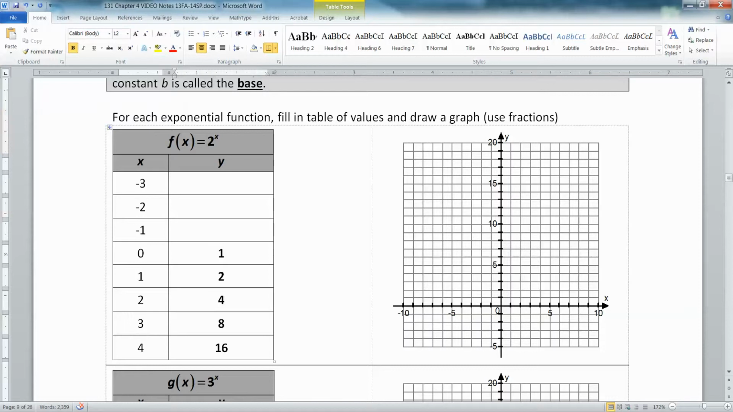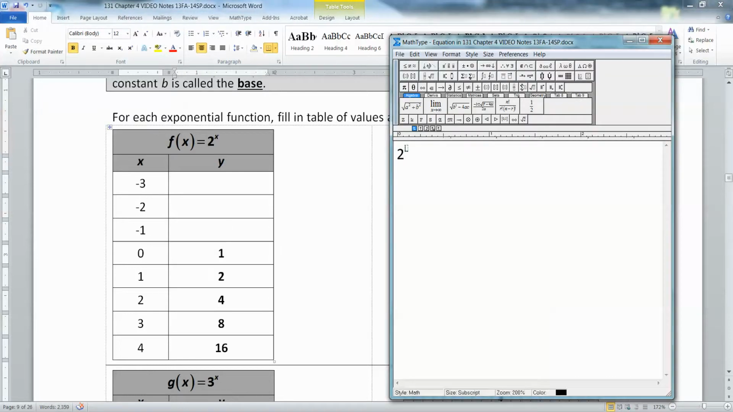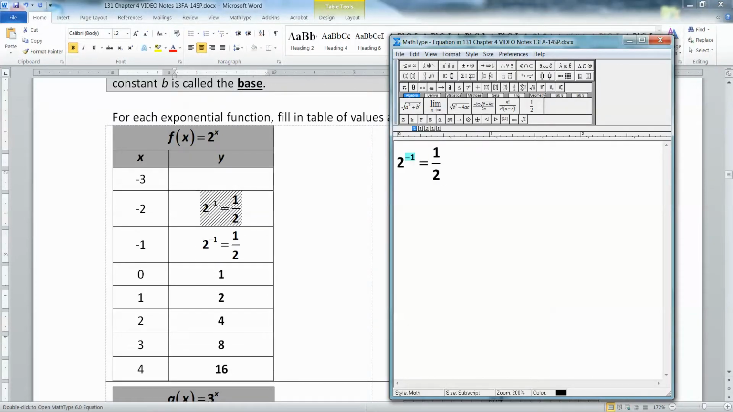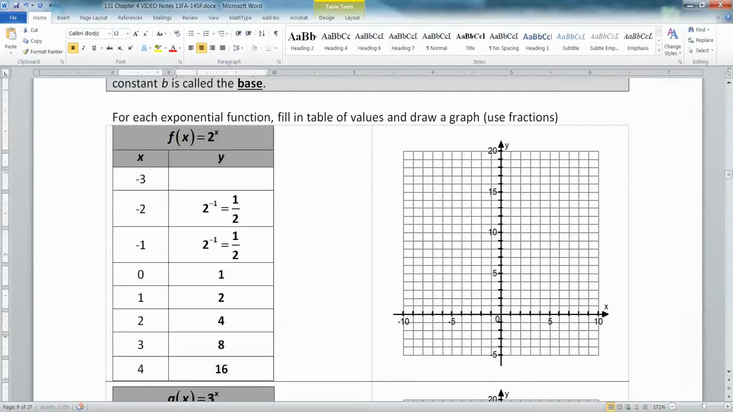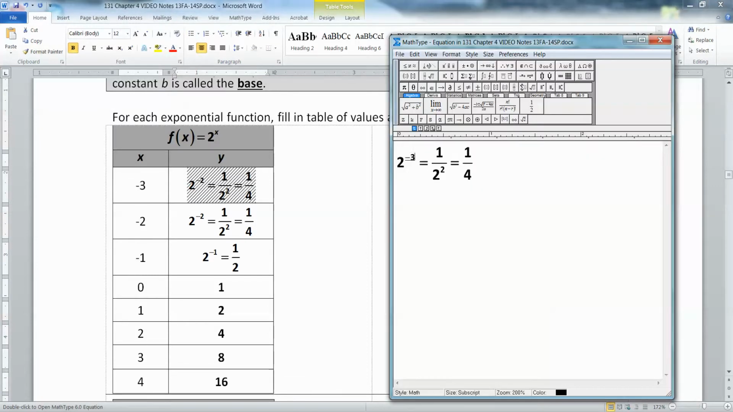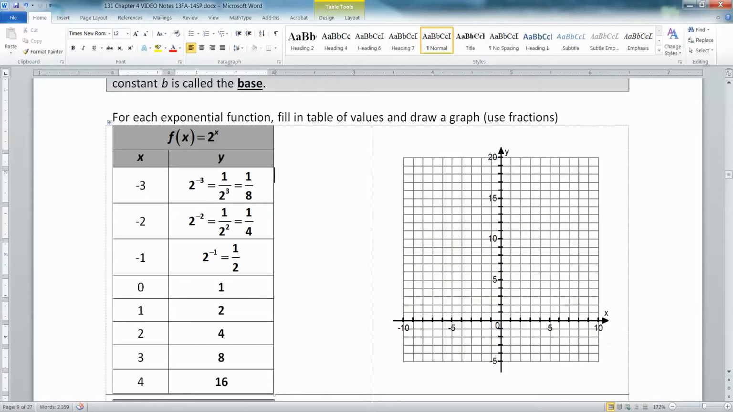2 to the negative 1, we learned in section 4.1, that's 1 over 2, right? There we go. And then 2 to the negative 2 would be 1 over 2 to the positive 2, which would be 1 over 4. And then 2 to the negative 3 would be 1 over 2 to the positive 3, which is 1 over 8, and so on. Okay? And of course we could use our calculator to help us with this just a little bit.